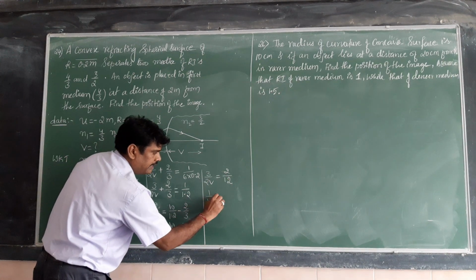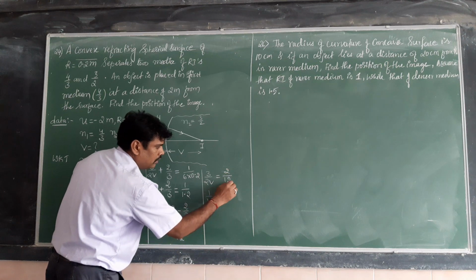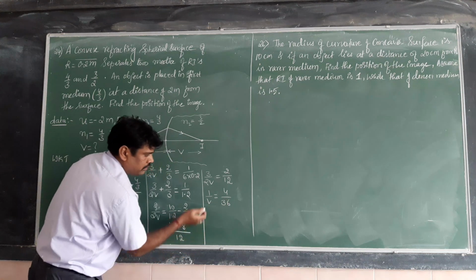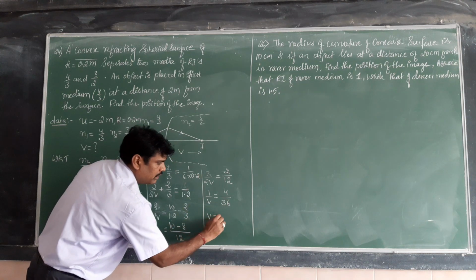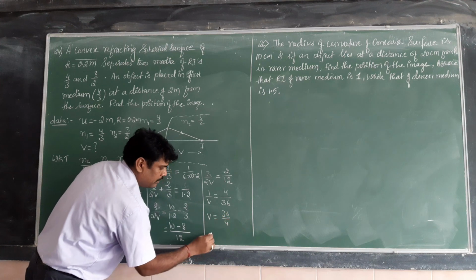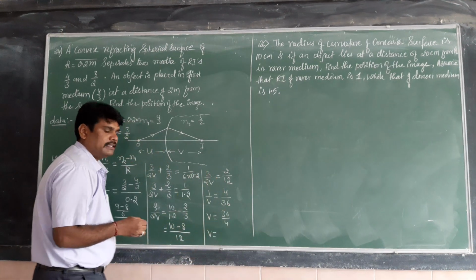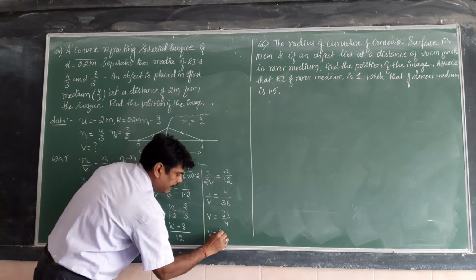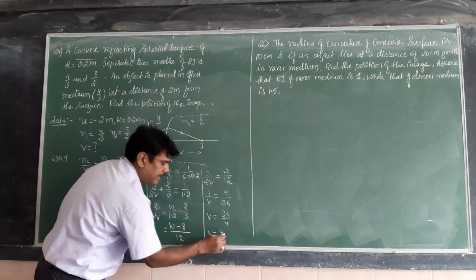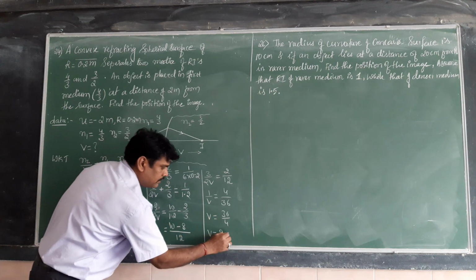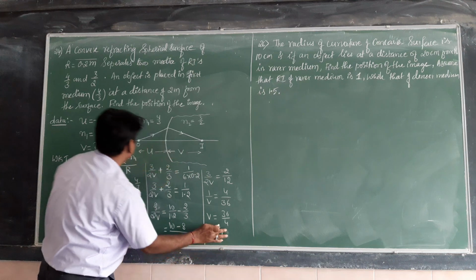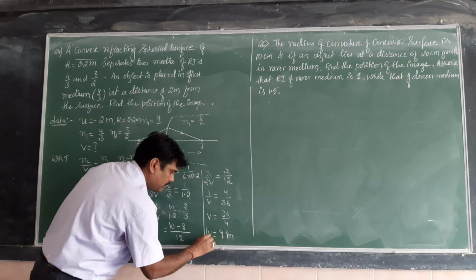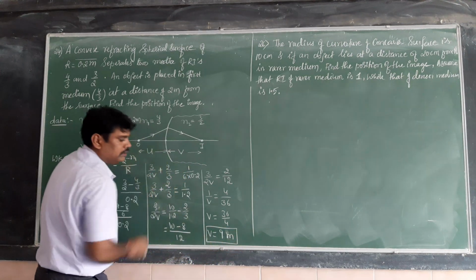1 by V is equal to 2 2s are 4 and this becomes 12, 3s are 36. So you take the reciprocal. V becomes 36 divided by 4. How much is 36 divided by 4? It is 9. Both are in meters, so 9 meters. At a distance of 9 meters, the image is formed.